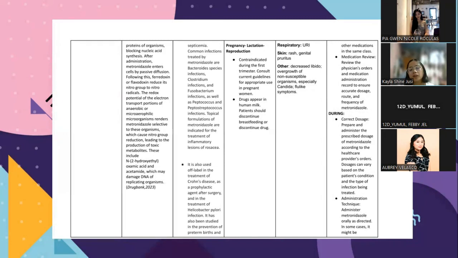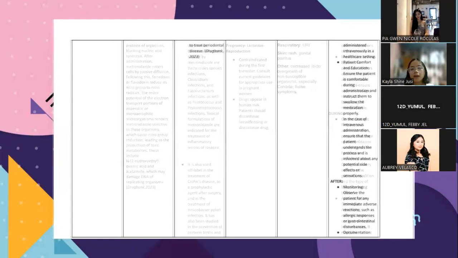And now for during the medication, the correct dosage: we need to prepare and administer the prescribed dosage of metronidazole according to the healthcare provider's order. And the dosage can vary based on the patient's condition and the type of infection being treated. And now for the administration technique: administer metronidazole orally as directed in some cases.